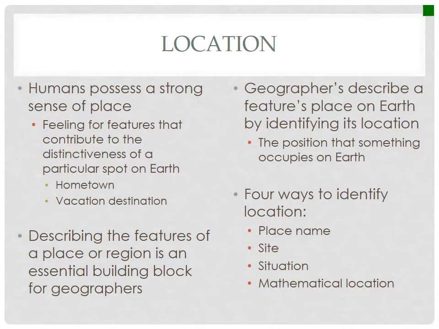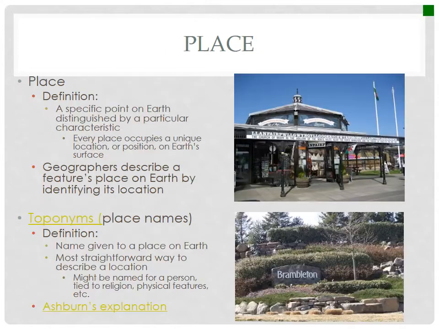When geographers are thinking about a place on Earth, it's usually the position that something occupies on Earth. And there are four ways to identify location: the name of the place, the site, the situation, and the mathematical location. When we talk about mathematical location, we're talking about the longitude and latitude, where you can actually look at it on a map.